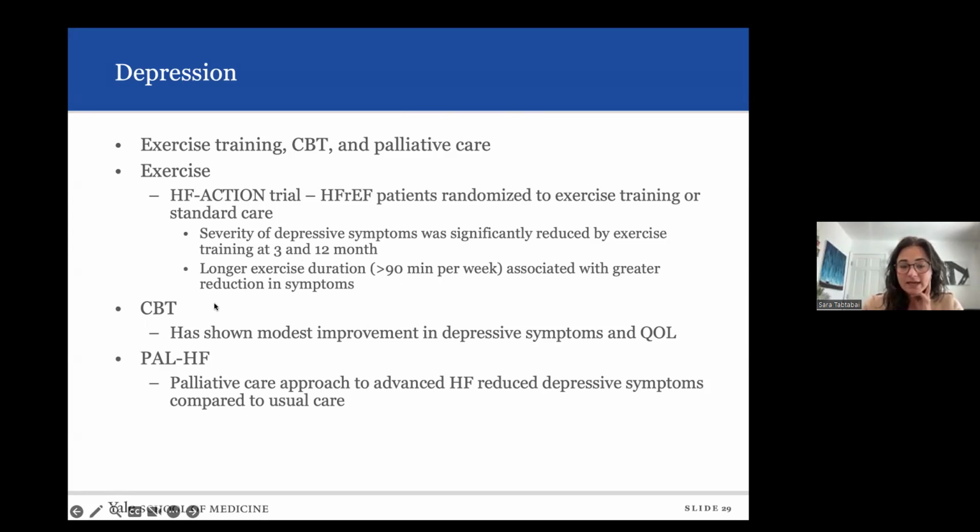Cognitive behavioral therapy has been shown to have modest improvement in depression symptoms and quality of life, so low threshold to try to get folks in with therapists or, again, psychiatry. And PAL-HF, which was a very nice palliative care involvement in heart failure patient study, showed that the palliative care approach to advanced heart failure reduced depressive symptoms compared to usual care. So when you're taking care of patients with heart failure that are screening positive for depression or have a high risk of depression, thinking about exercise, cognitive behavioral therapy, and palliative care can all be helpful interventions.